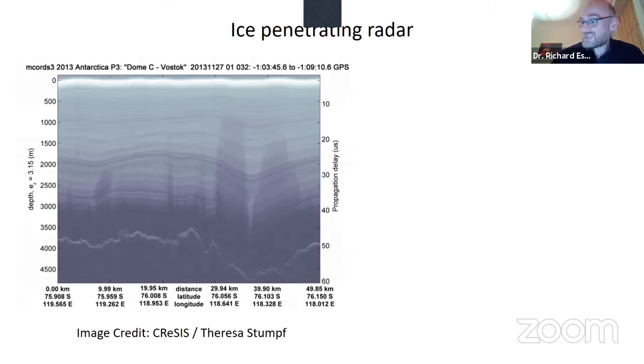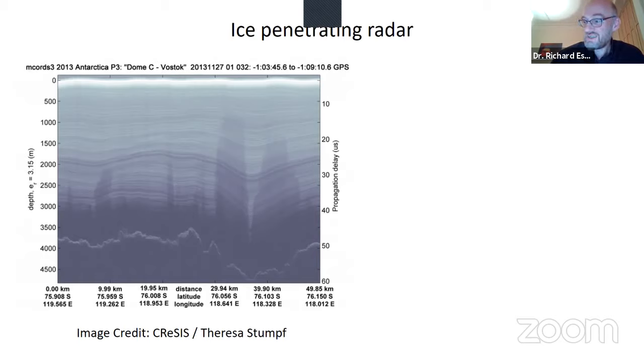There's a strong reflection from the bedrock, which shows the thickness of the ice. So you can see here it's around 4,000 meters thick. This is a deep Antarctic ice core. But there are also a lot of reflections from internal layers in the ice. And these reflections are coming from layers of ice with contrasting electromagnetic properties.